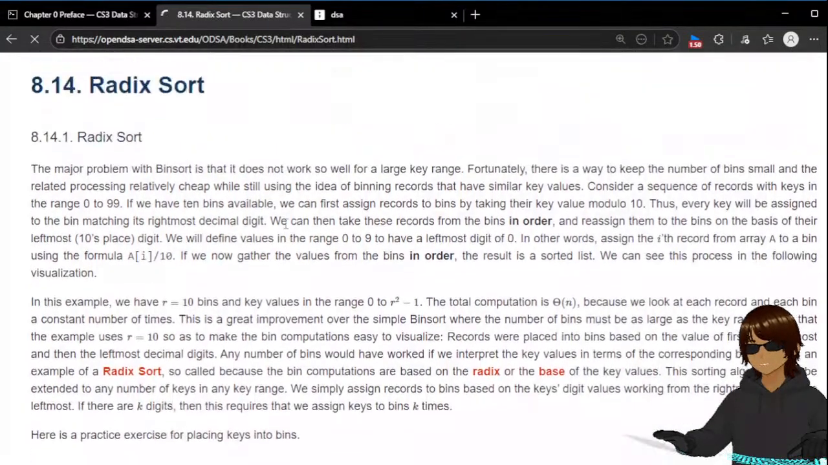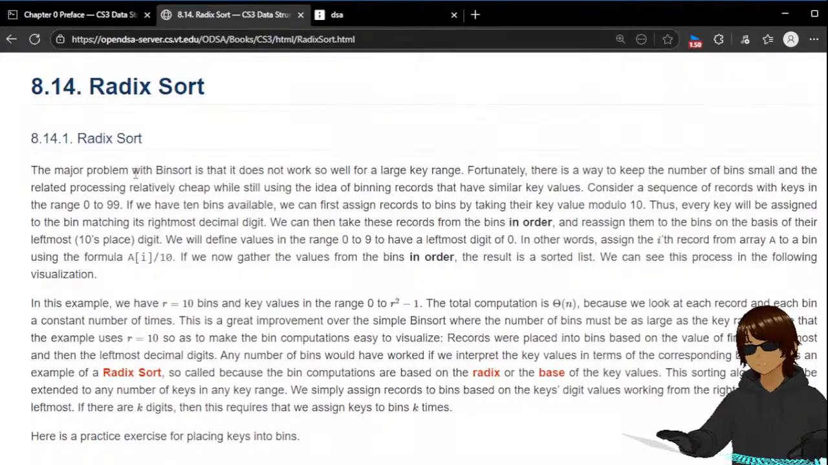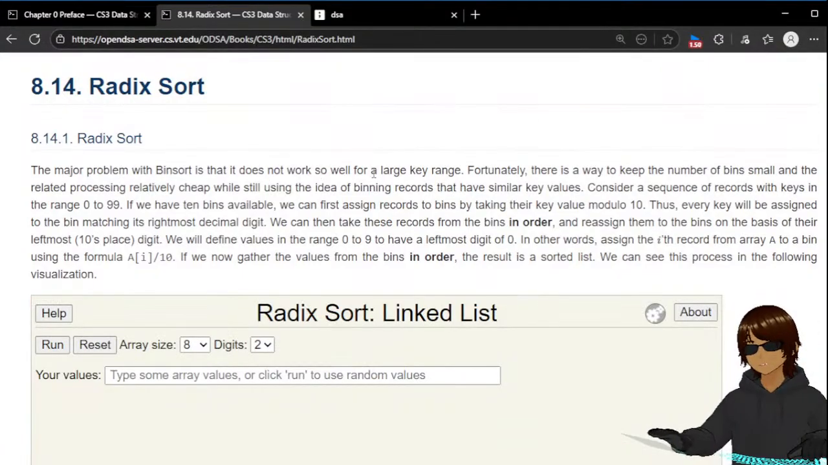Okay, I think this is the last sort. The major problem with bin sort is that it does not work so well for large key values. Fortunately, there is a way to keep the number of bins small and the related processing relatively cheap while still using the idea of binning records that have similar key values.